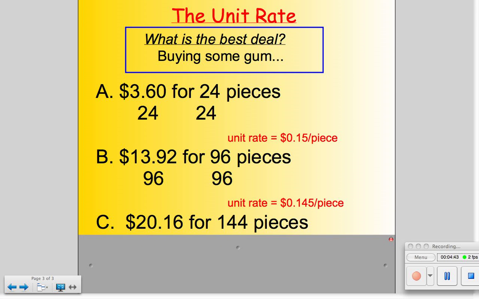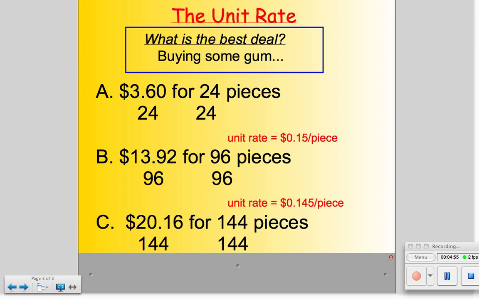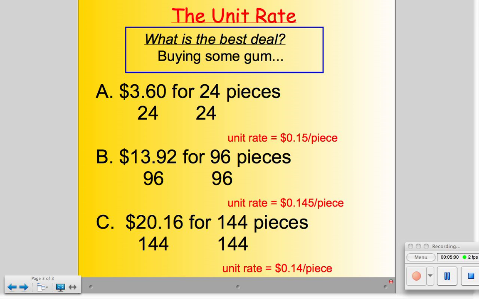And example C, I'm going to buy a package of gum that has 144 pieces, and that package is going to cost me $20.16. Of course, I'm going to see what my unit rate is. I'm going to do that by dividing by 144. When I do that, I find that the unit rate is 14 cents a piece.